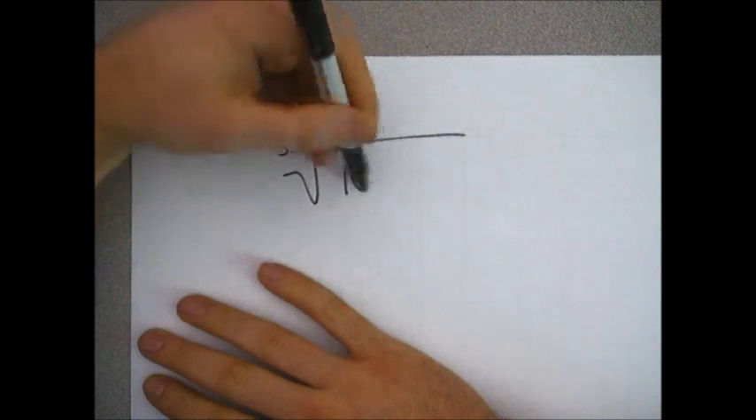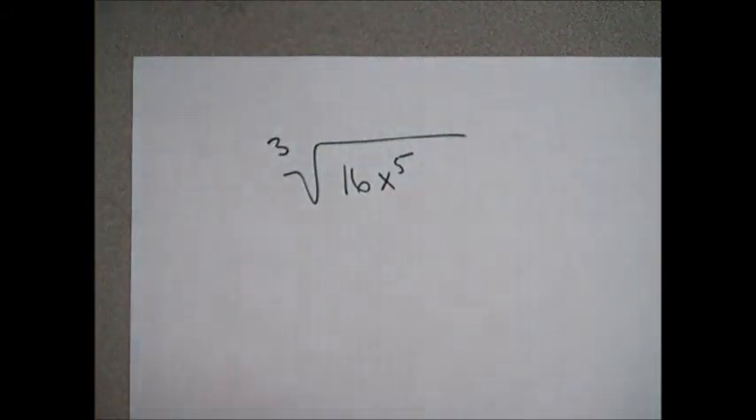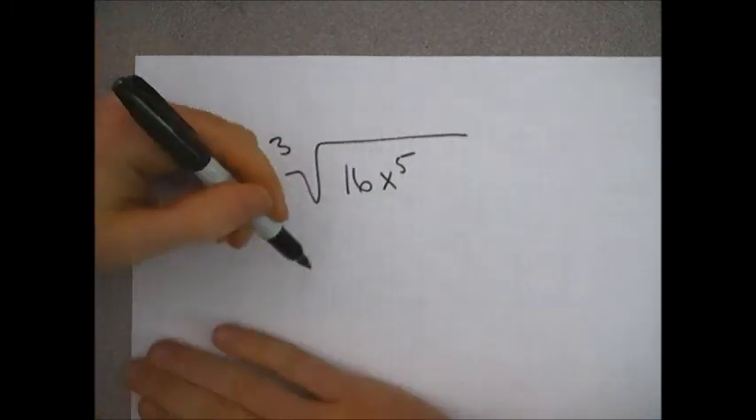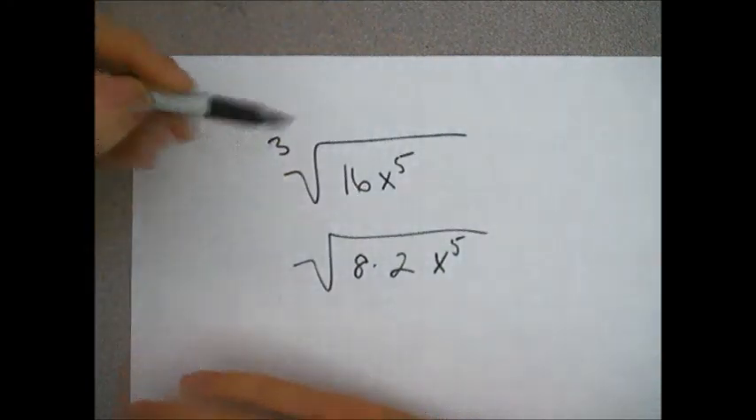Okay, number 5 is a cube root problem. So this is the cube root of 16x to the 5th. What is the cube root that goes into 16? You should be saying 8. So we make this 8 times 2, x to the 5th.